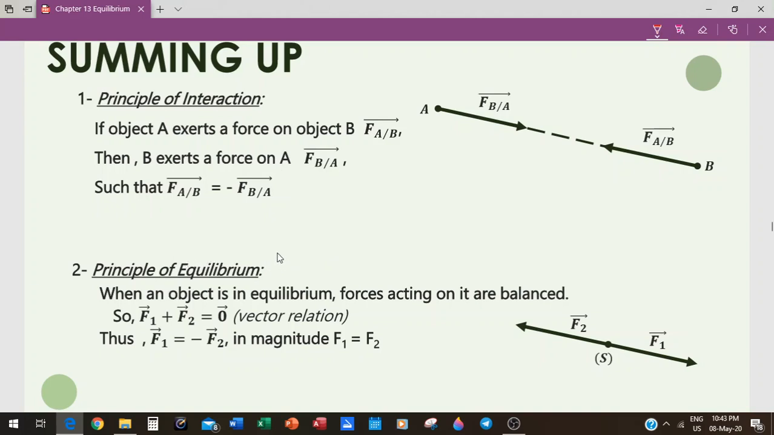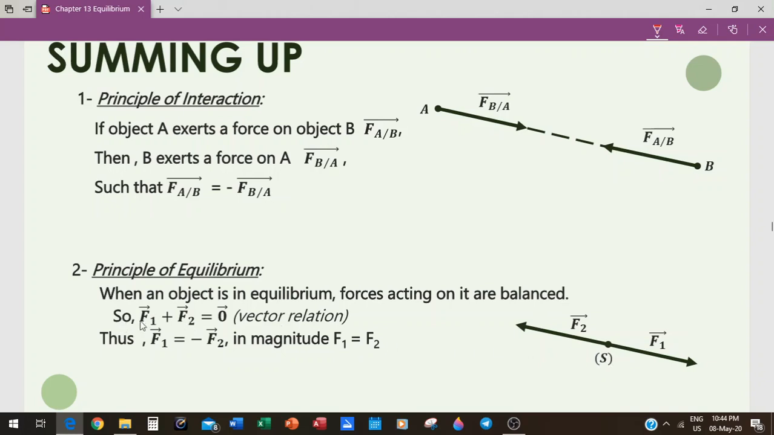About the principle of equilibrium, we have one object. Let's say the object is S. When an object is in equilibrium, forces acting on it are balanced. So here, this object S is under the action of two forces, F1 and F2. These two forces are balanced, or we can say they cancel each other, so they set the body S in equilibrium or at rest, and it doesn't move. This means that S doesn't move.